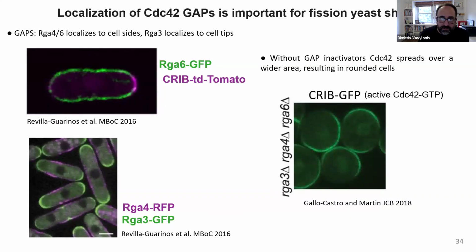However, we know from fission yeast that these inhibitors are also important, and they have a pattern on their own. While the active CDC42, visualized here by this CRIB marker, is at the tip of the cells, it can be at both tips or one tip. Its inhibitors, two of them, RGA6 and RGA4, accumulate away from that. So this is RGA4 on the sides, RGA6 on the sides, and RGA3 is at the tips. So there's some pattern of inhibitors that's important for the cells.